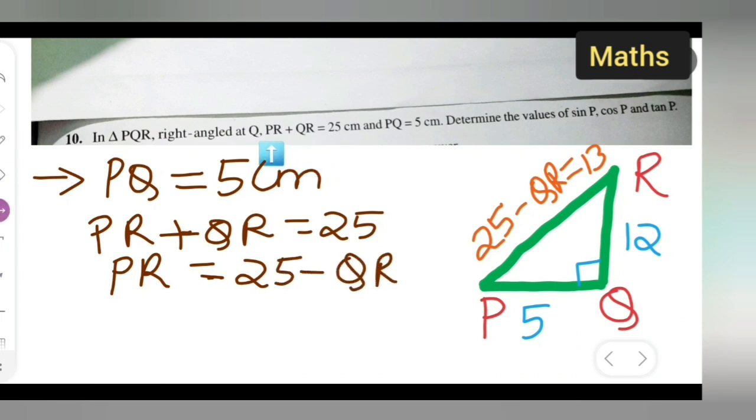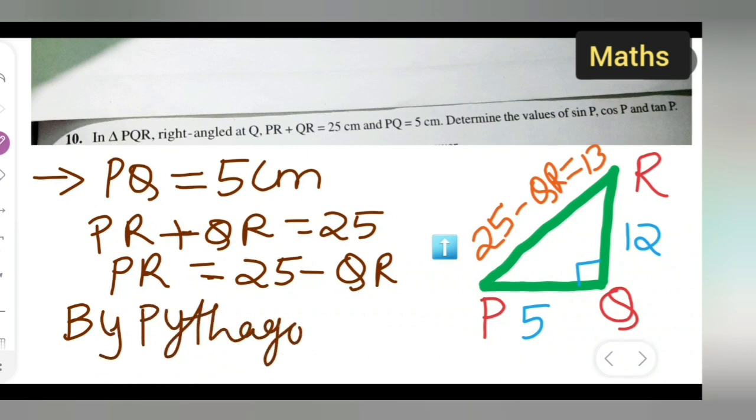Okay. So what I have done over here is I have kept this PR as it is equal to 25. QR I have taken it other side. So plus sign will turn into minus QR when I take it other side. Okay. So now we are going to apply a Pythagoras theorem for this triangle. By Pythagoras theorem, the first thing you all are going to write is PR the whole square, plus opposite side, that is QR, plus adjacent side, that is PQ, square.